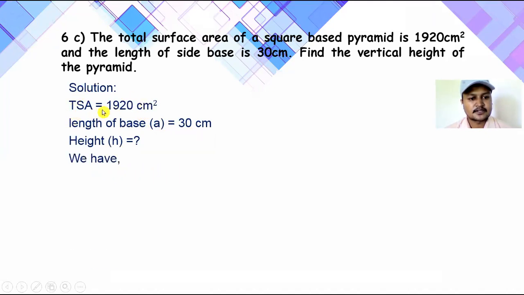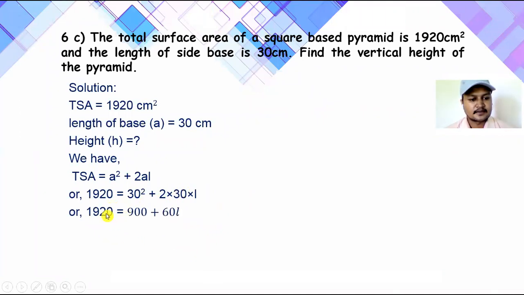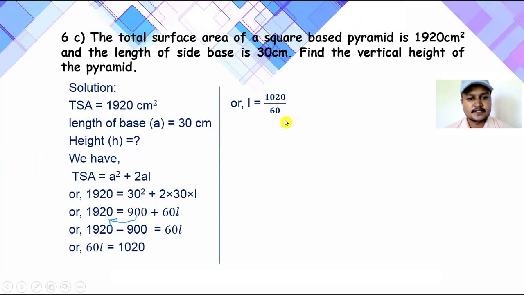We have to find the vertical height, so use the formula of total surface area. Total surface area is equal to A square plus 2AL, that is 1920 is equal to 30 square plus 2 into 30 into L. 30 square is 900, and 2 into 30 is 60. Take 900 to the left side and divide by 60 to get the value of L. 1920 minus 900 is equal to 60L, or 60L is equal to 1020, so L is equal to 1020 divided by 60, L is equal to 17.